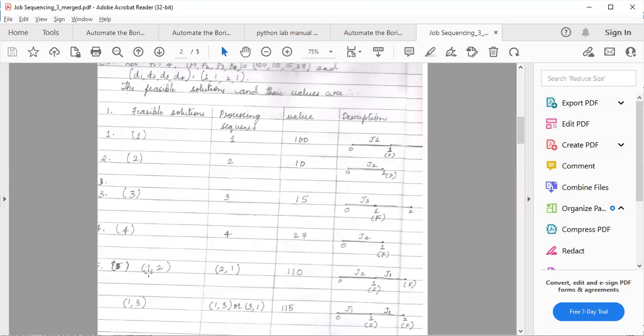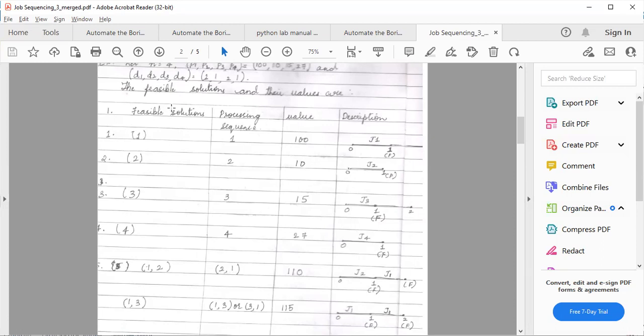Now, we are generating the subsets here. So 1, 2: let us see whether, when we use 1, 2, we are going to violate the constraint of deadline, or whether it is possible. Now here, first let us sort it, because here you have 1 and 2. I'm going to reorder. Our processing sequence has been changed here to 2 and 1.